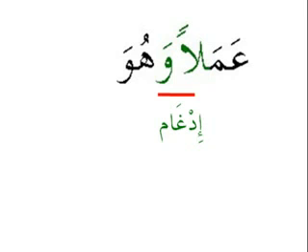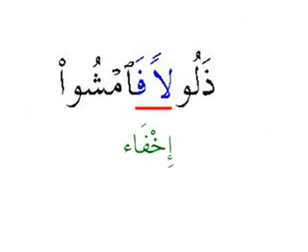So we read the Waw as if it's got a shadda. So this will be Amalan wa, with Ghunna and assimilation. Then we have Dhalulan Fa. So Lan, Lam with Fathatain followed by one of the other 15 letters, Ikhfaa.